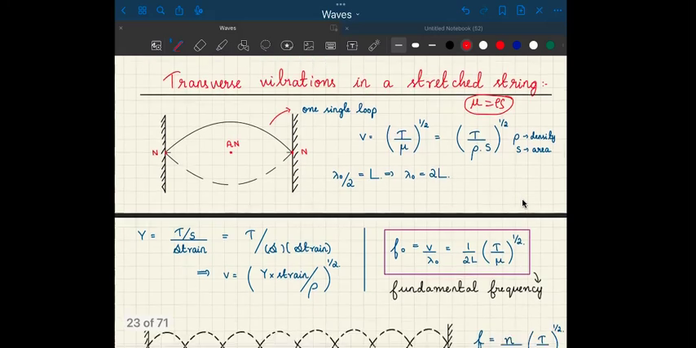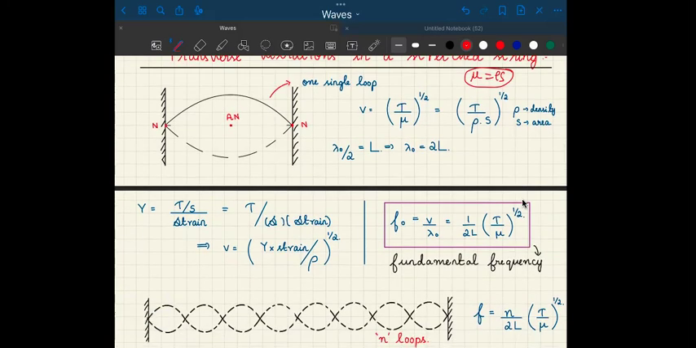So therefore, what is the expression for frequency here? V by lambda naught. Normal formula. Here lambda naught is 2L because a loop is of length lambda naught by 2. Length of the loop is L. So therefore lambda naught becomes 2L. It will become 1 by 2L root T by mu. And this frequency is called fundamental frequency. Now, sometimes you can express the velocity term in this form also. Please remember.